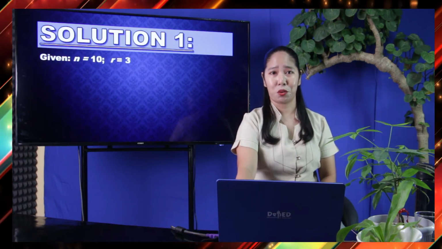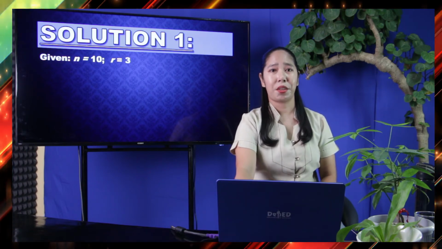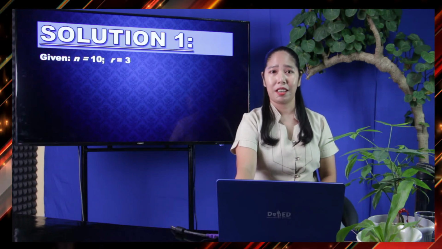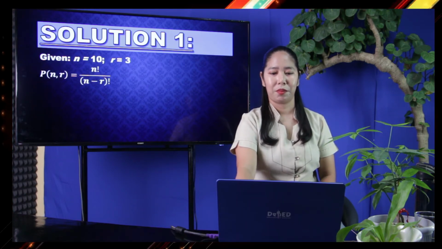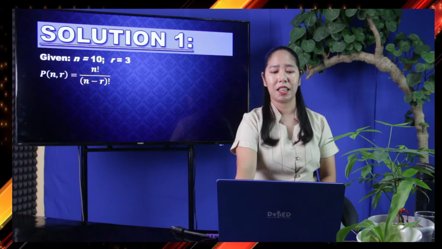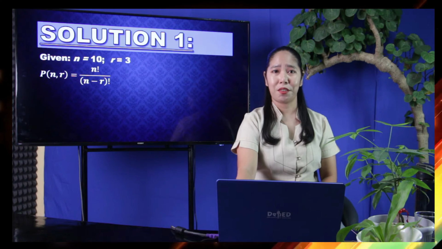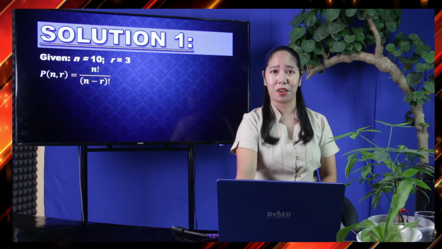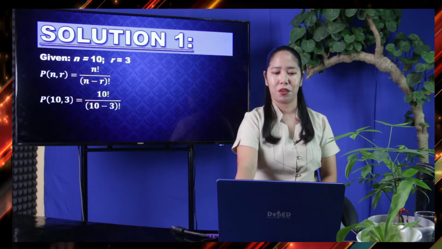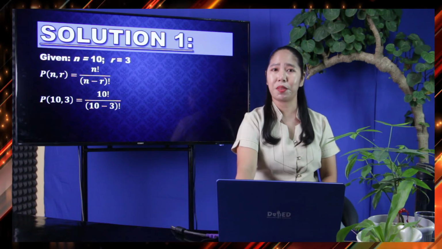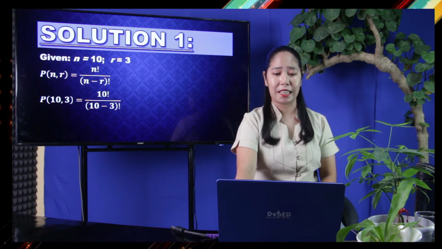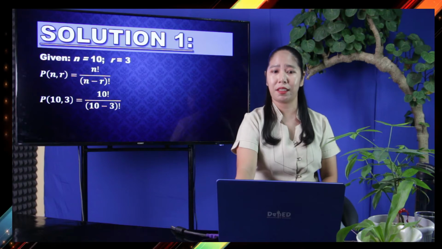Solution. Since there are 10 punctual teachers, therefore our n is 10. And there are 3 awards to be given, the first, the second, and the third. So our r is 3. We're going to make use of the formula permutation of n objects taken r at a time equals n factorial over quantity n minus r quantity factorial. We just simply have to substitute the values of n and r by 10 and 3 respectively.